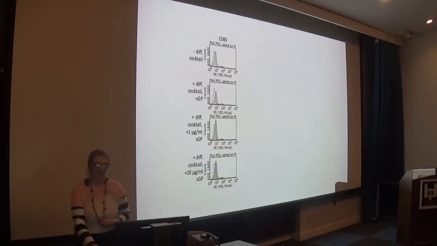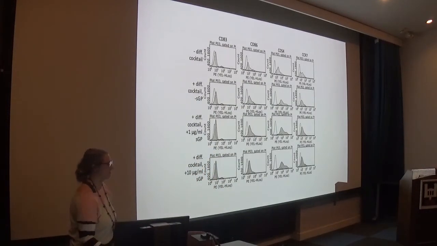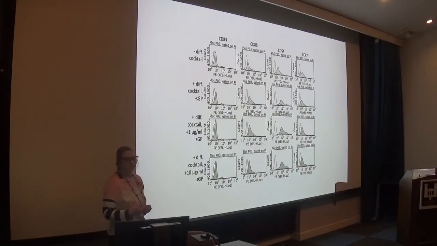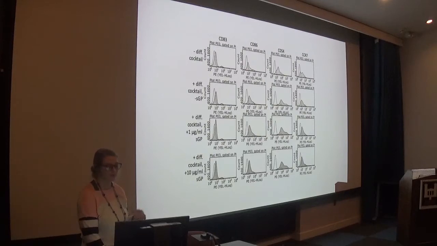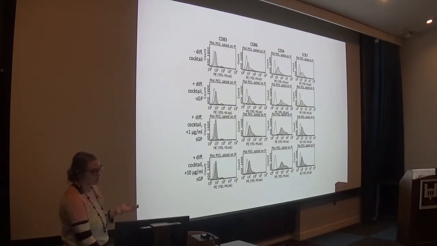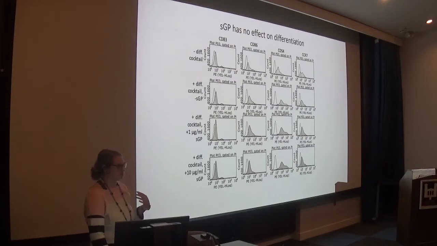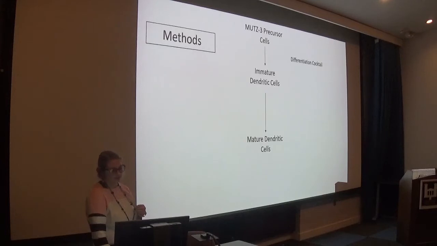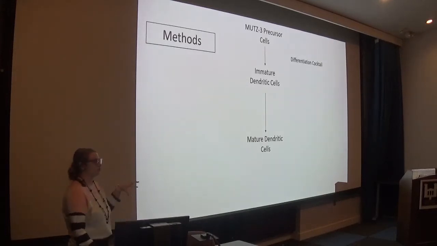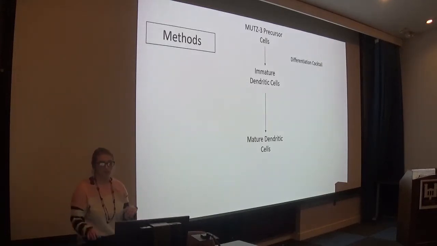And we kind of saw that in the rest of our markers as well, that there really wasn't a shift and there wasn't a greater presence in these markers on the differentiated dendritic cells. And so from that, we also concluded that sGP has no effect on the differentiation. And so the second step we looked at was these immature dendritic cells going to mature dendritic cells.